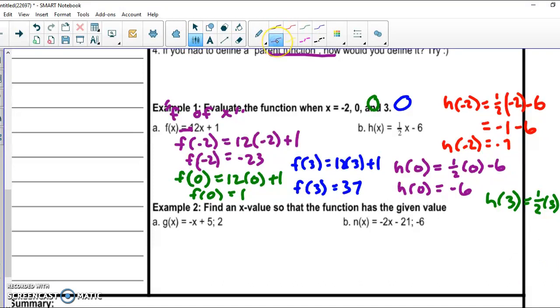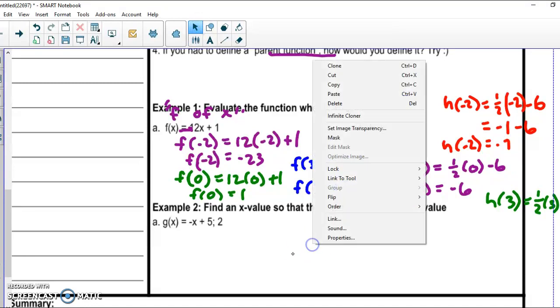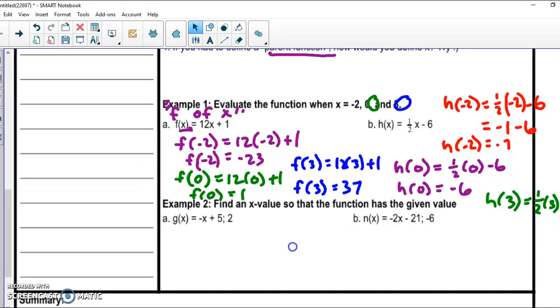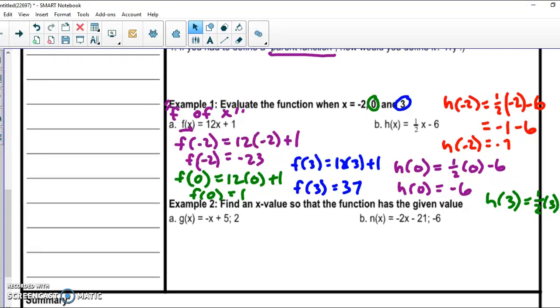So let's check out example number 2. So we've practiced finding the value. Now we are going to find an x value so that the function has an overall given value that we're looking for. Try to get this back to where it was. Okay.